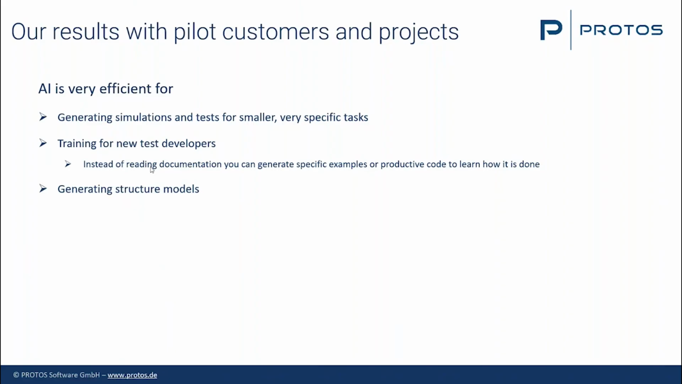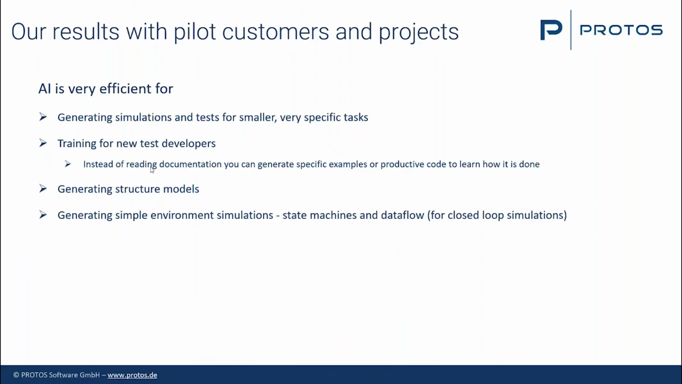Then you can generate structure models. So for example, environment simulation, you need structure models. This works really good because usually in Room, for example, the structure models are relatively simple. So they are very powerful because they are very simple. So Room is reduced to the max, especially for structure models. So the AI gets the structure models really, really good and really right. Then you also can generate simple environment simulations like state machines, data flow models for closed loop simulations, for example, but simple. So more complex things are more complex.